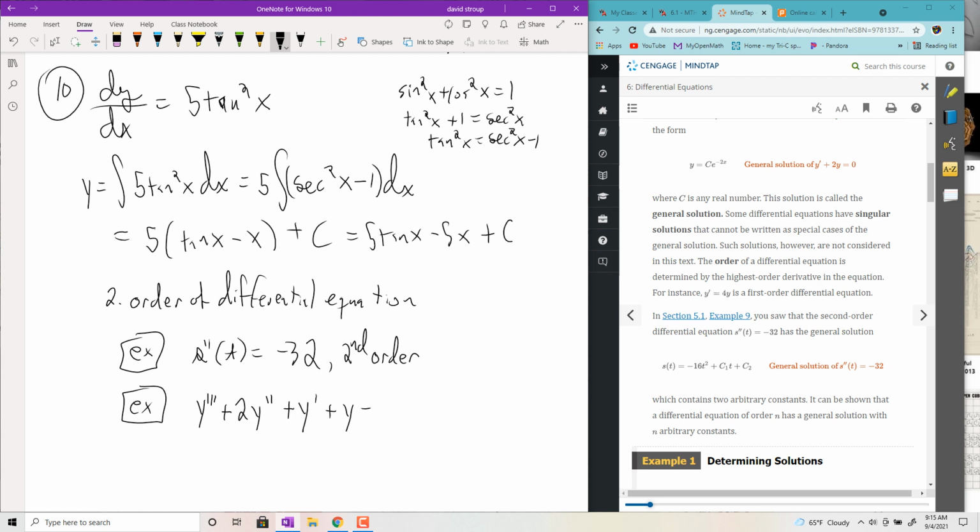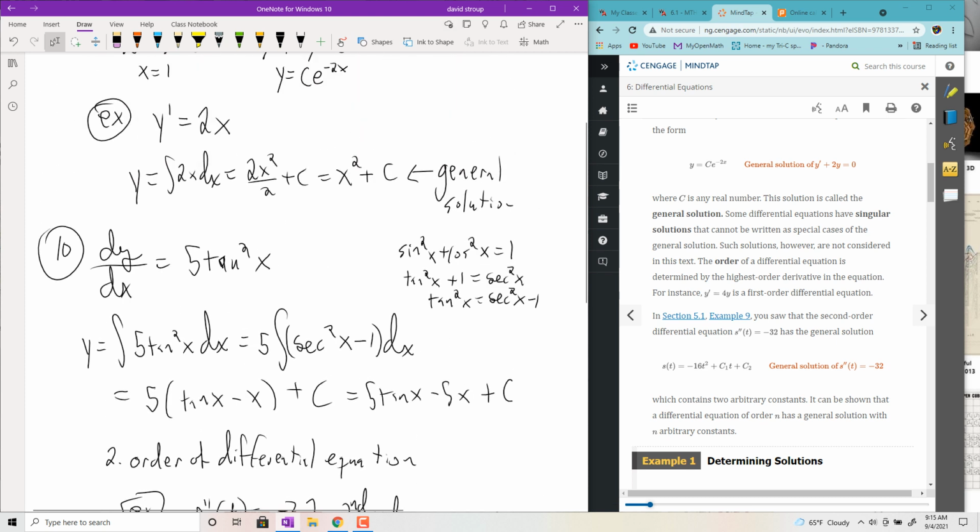9 plus y equals e to the x, something like this. Again, the highest order derivative here is 3, so this is a third order differential equation.